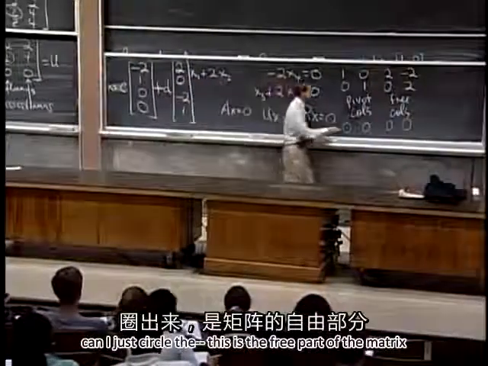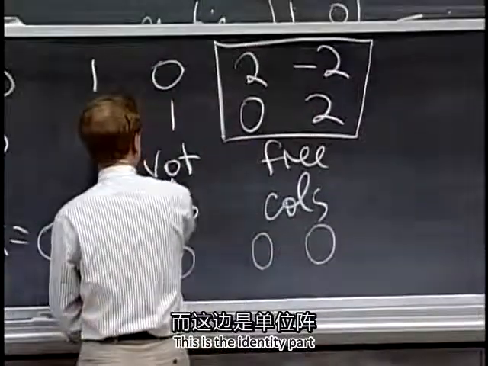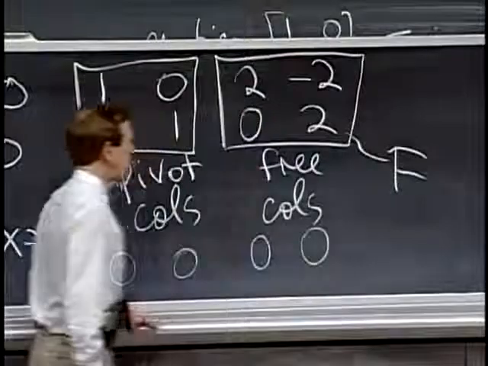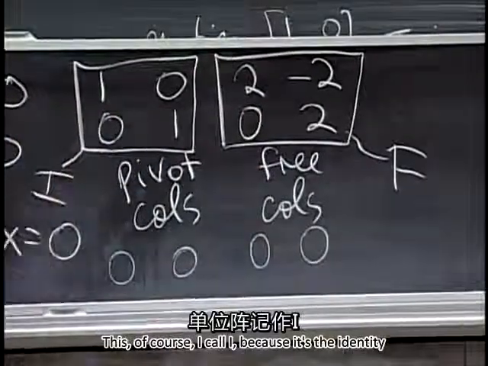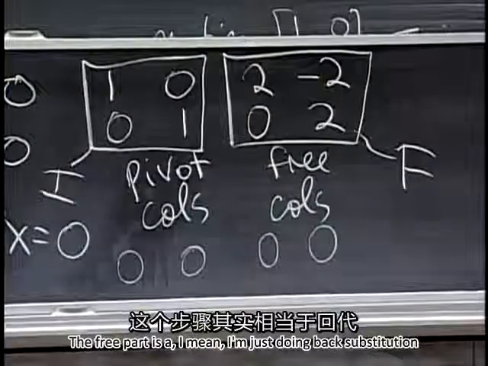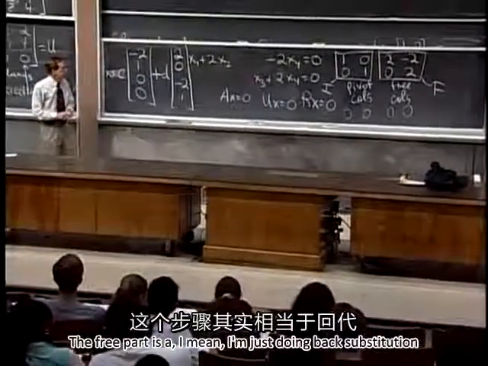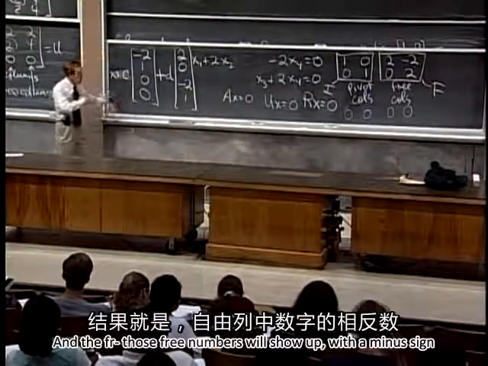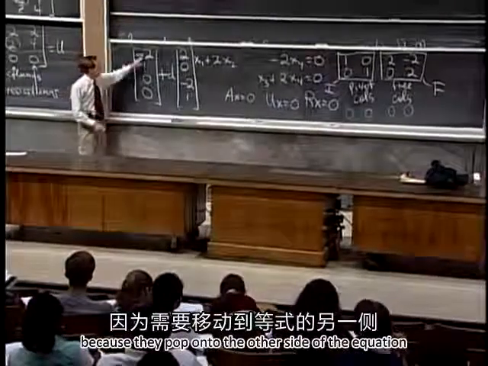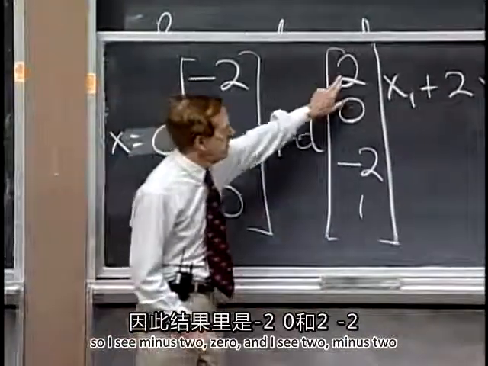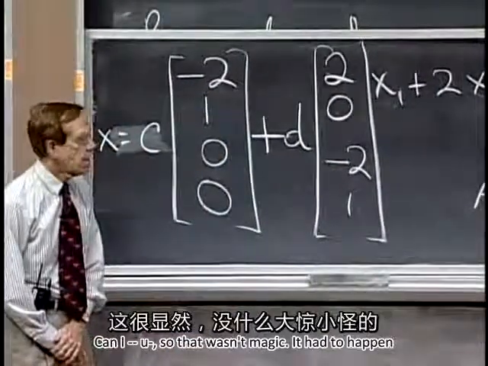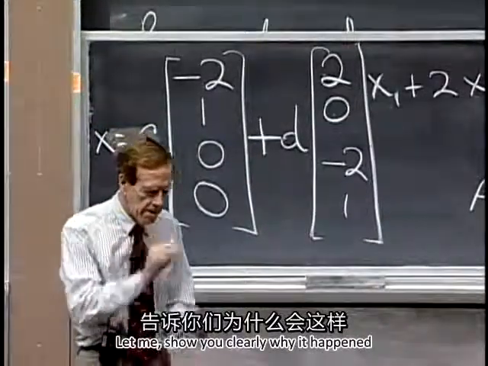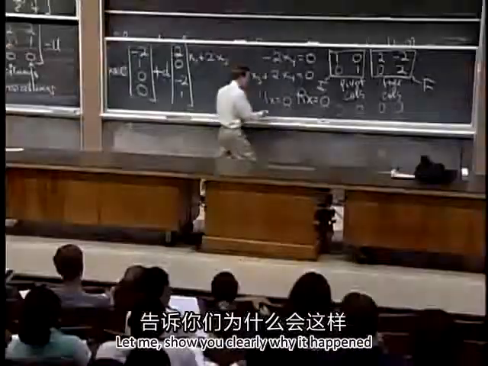Can I just circle this is the free part of the matrix. This is the identity part. This is the free part. Maybe I'll call it F. This, of course, I call I, because it's the identity. The free part is, I'm just doing back substitution. And those free numbers will show up with a minus sign because they pop onto the other side of the equation. So I see minus 2, 0, and I see 2 minus 2. So that wasn't magic. It had to happen. Let me show you clearly why it happened.